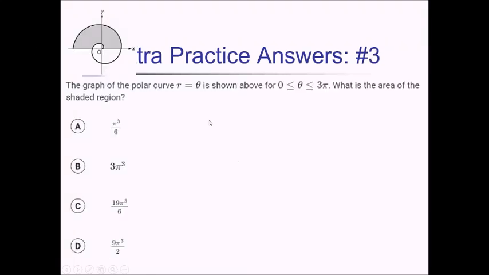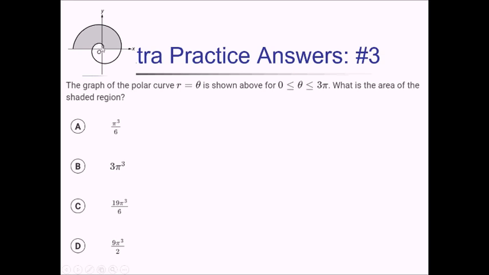For this problem, we have the graph of the polar curve r equals theta, which, just a little trivia, is called the spiral of Archimedes. And they're showing this on the interval from 0 to 3 pi. So we want the area of the shaded region. This is kind of an interesting problem because very often the interval is from 0 to 2 pi, but here we're going to 3 pi. That means we're actually going multiple times around the unit circle.